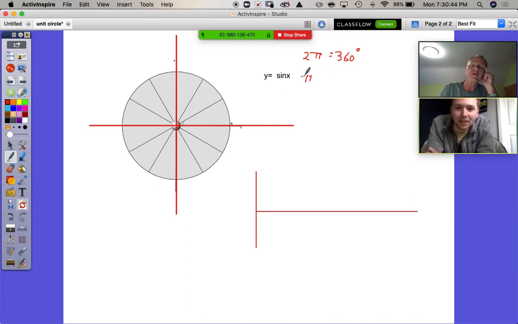Probably 1 pi is then how much? 180 degrees. That's what I would guess too. And then probably pi over 2 would be something. 90 degrees. Follow the pattern. In between the 180 and the 360, there's going to be a 1.5 pi or 3 pi halves. How much would that be? 270. So those are pretty good anchor points.